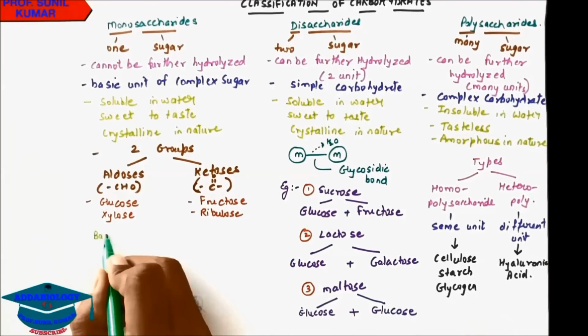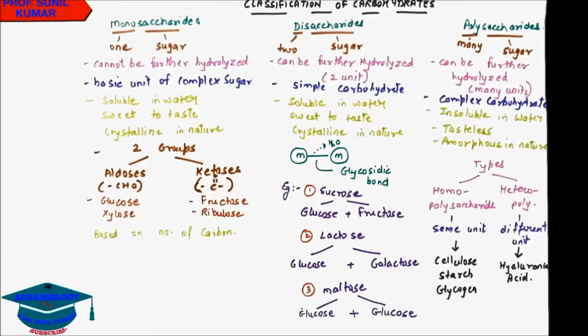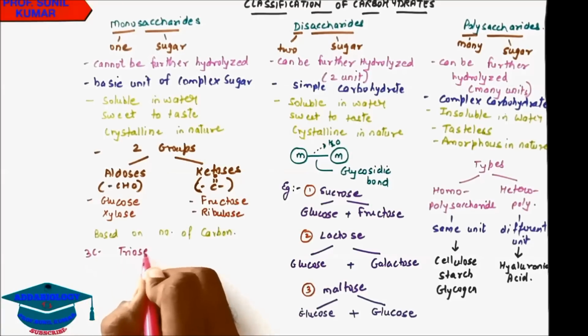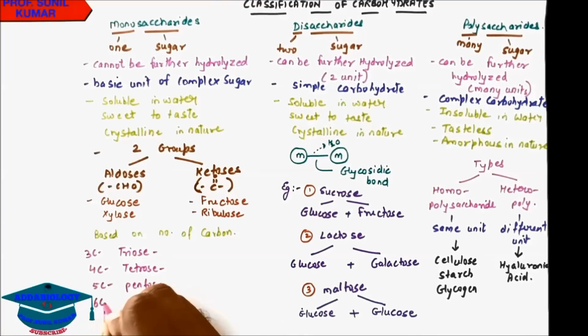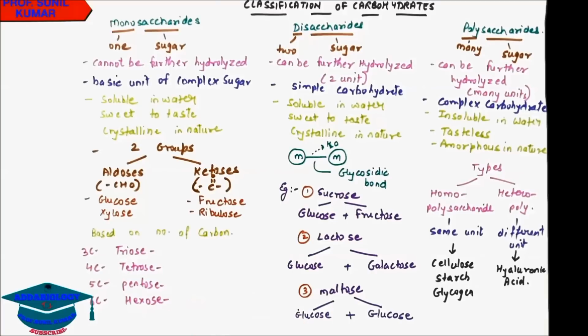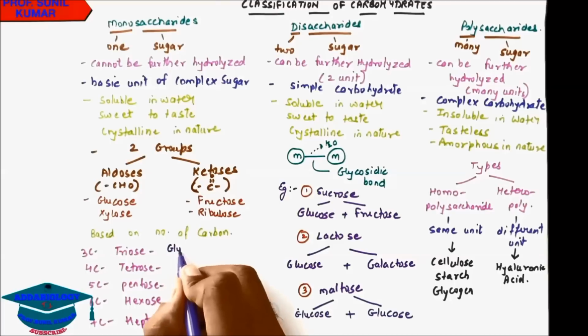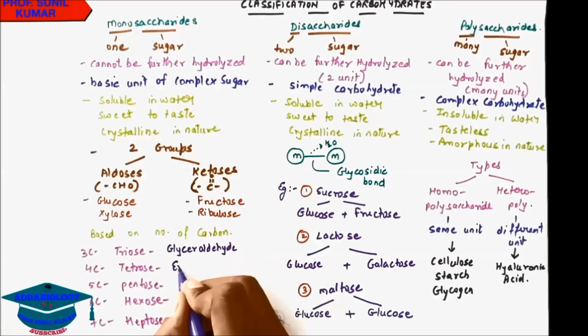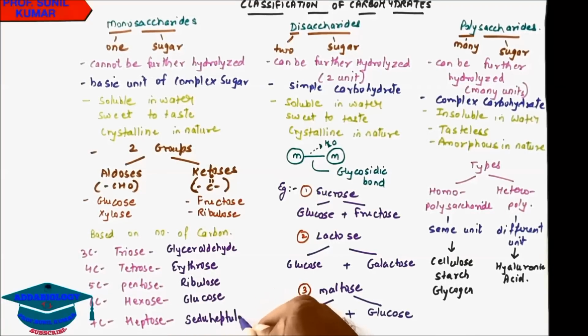Now based on number of carbon, we can say 3 carbon sugar, triose; 4 carbon sugar, tetrose; 5 carbon sugar, pentose; 6 carbon sugar, hexose; and 7 carbon sugar, heptose. Example of 3 carbon is glyceraldehyde. Example of 4 carbon sugar is erythrose, 5 carbon ribulose, 6 carbon glucose, 7 carbon heptulose.